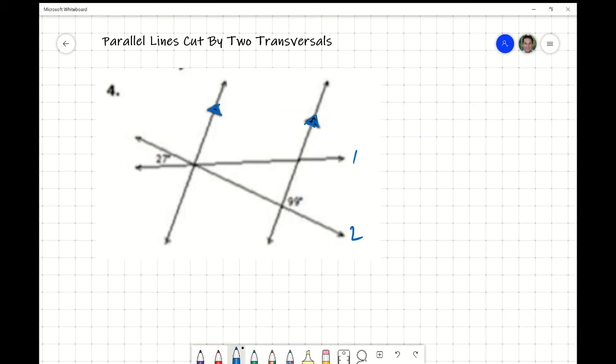So we've got 99 degrees here and we've got 27 degrees here. So starting out with the 99 degrees, we know that this angle here is vertical to it, so it's going to be 99 degrees, right? We know that this angle right here is supplementary to it, so it's going to be what? 180 minus 99 is 81 degrees, and so that right there makes that one 81 degrees.